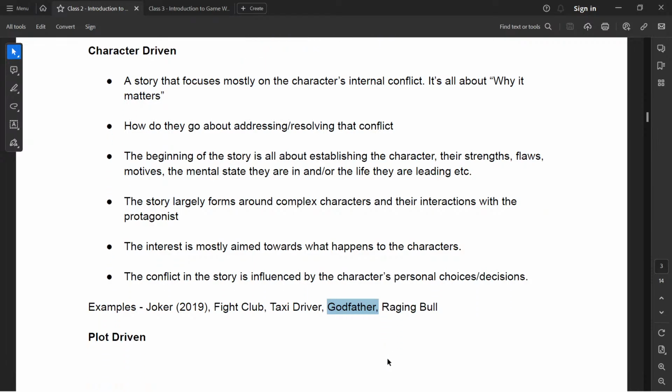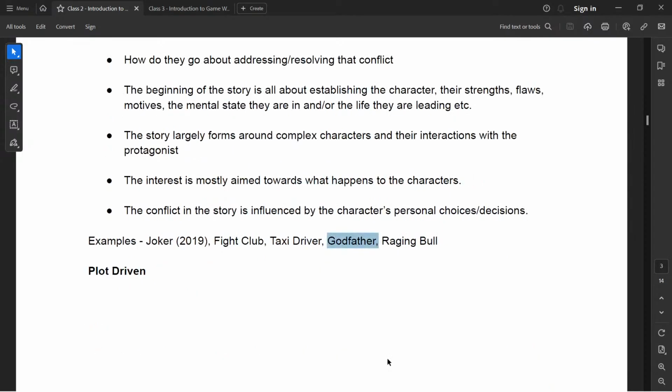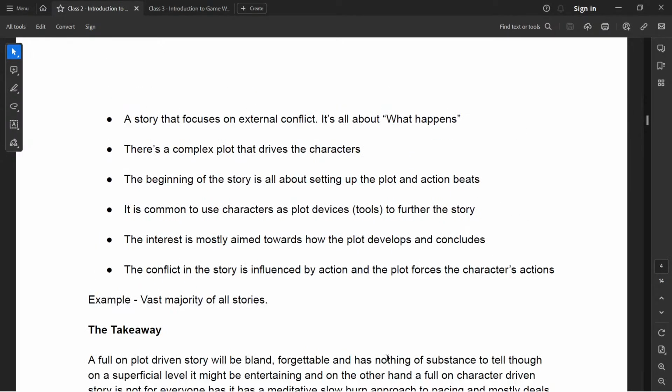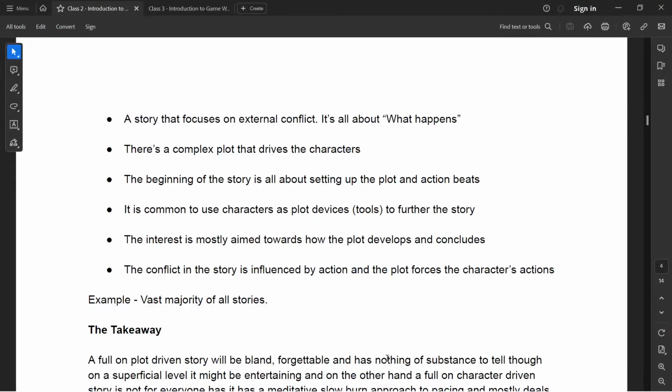And then we would move on to the next type, which is called plot-driven. So in a plot-driven story, it's all about what happens. There's a complex plot. There's this huge story arc that drives the characters forward.